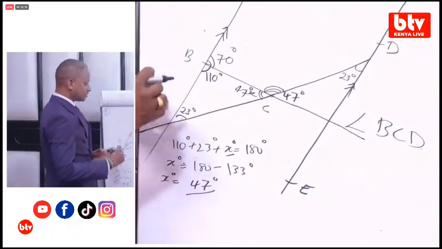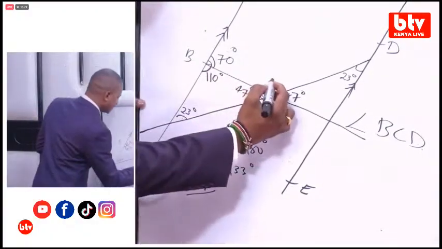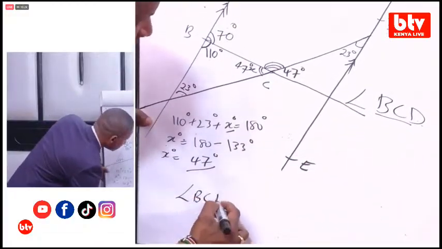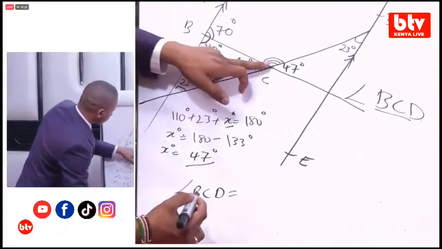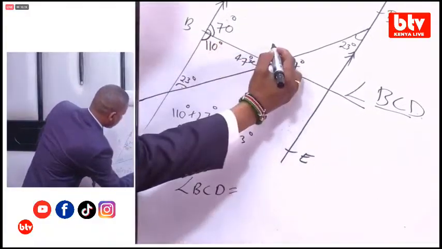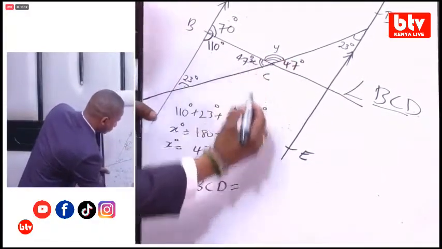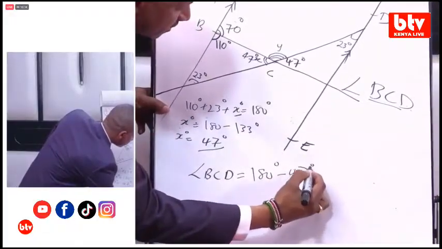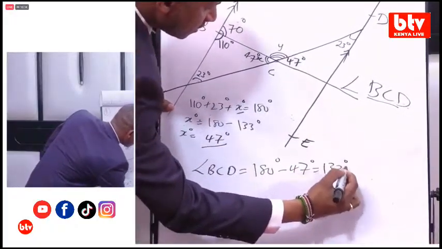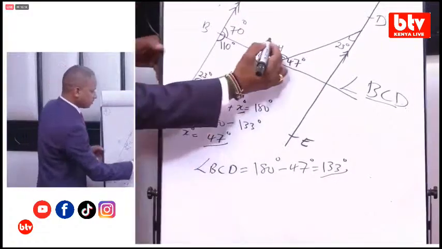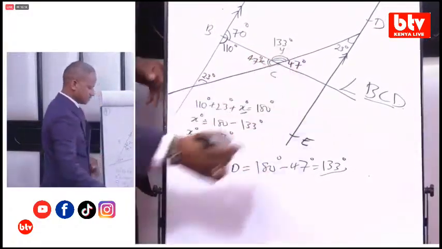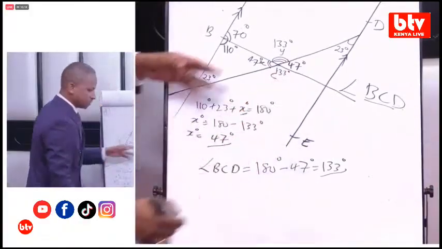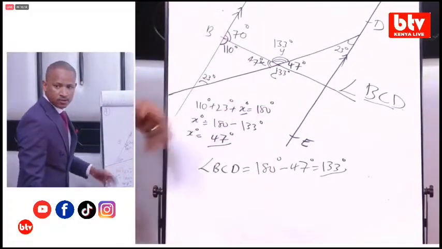Now, if this angle is 47, what is this angle that we want? Angles in a straight line add up to 180 degrees. So angle BCD, we call it y, equals 180 degrees minus 47 degrees, which is 133 degrees. So this angle will be 133 degrees. And now this point also is 133 degrees. Reason is vertically opposite angles.